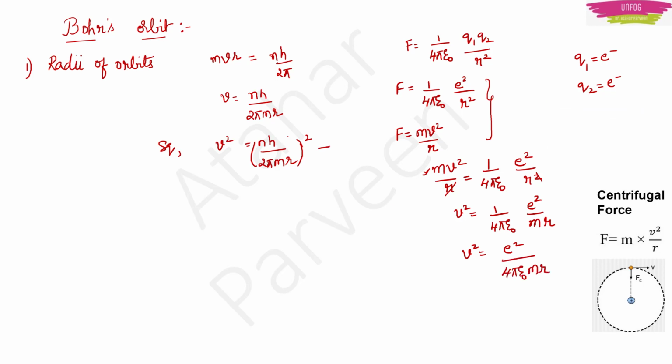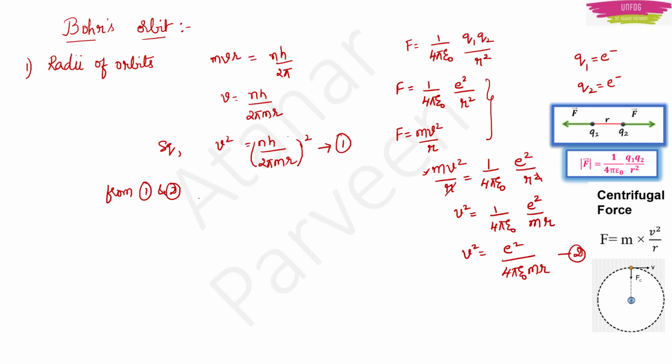Now let this be 1 and let this be 2. From 1 and 2, we can equate, because we have v square on the left hand side in both. So we have (nh upon 2 pi mr) whole square is equal to E square upon 4 pi epsilon naught mr. Now if I equate, what all will get cancelled? 1 r will get cancelled with 1 r, 1 m will get cancelled with 1 m, 1 pi will get cancelled with 1 pi, and the 4 will get cancelled here.